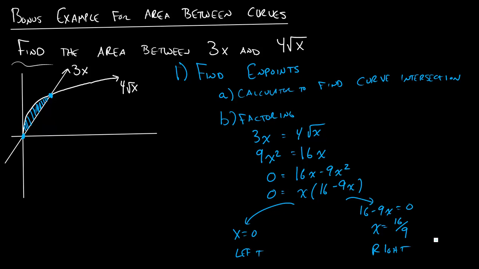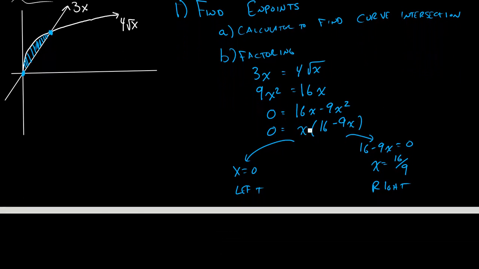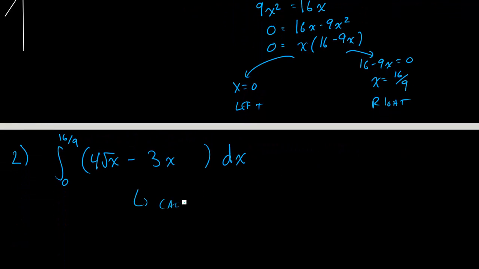Now, what is my next step? Well, I just use that same format I did before. Step 2 is I just want to write the integral from my left endpoint, 0, to my right endpoint, 16/9. And then in the middle, I'm going to have my top function, which in this case is 4 root x, minus my bottom function, which is just 3x, and then dx. From here, you would use your calculator or approximation if you were instructed to do so.